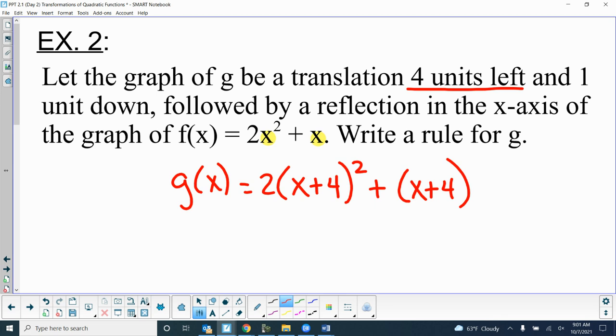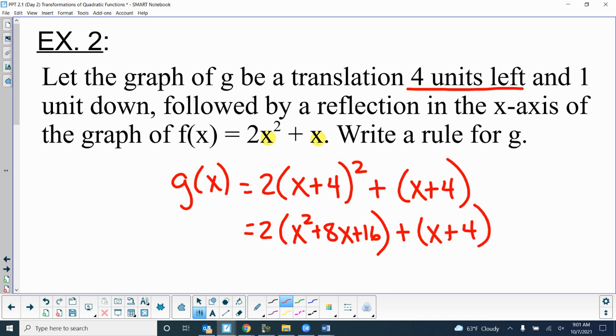Okay, let's clean it up. I'm going to do the shortcut. What's x squared? x squared, right? What's x times 4? 4x. Double, 8x. What's 4 squared? 16. Now what do I do to clean this up? Still not cleaned up enough. What do I do with that 2? Distribute it. So it's 2x squared plus 16x plus 32 plus x plus 4, right?